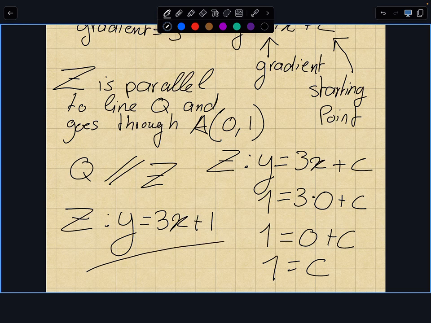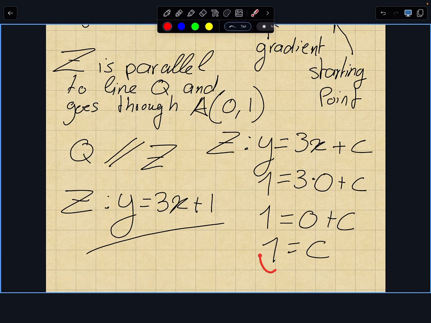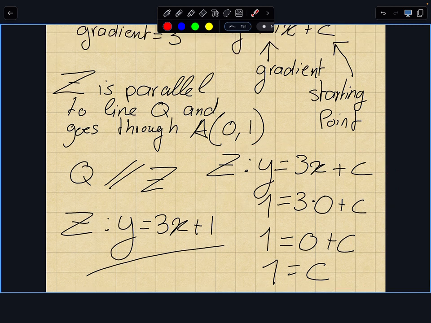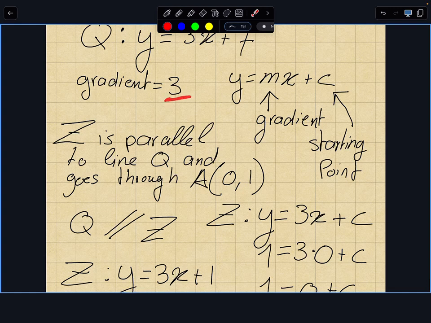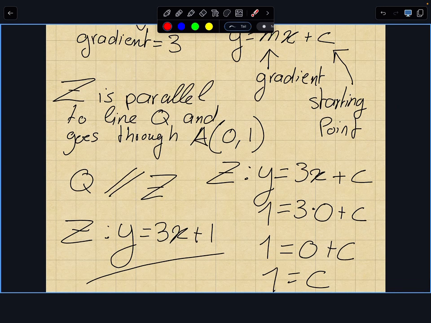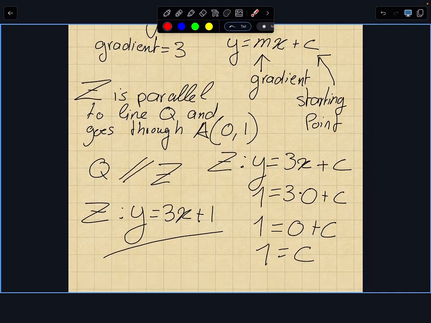Bam. Parallel lines. This comes 90% of times in a paper 1. Takes you 2 seconds to figure it out. Parallel line, same gradient, (0, 1). Oh, C is 1. Done. I did it in depth. Normally this takes you 10 seconds to figure out. Same gradient, x is 0, y is 1. So 3x plus 1. Easy peasy.